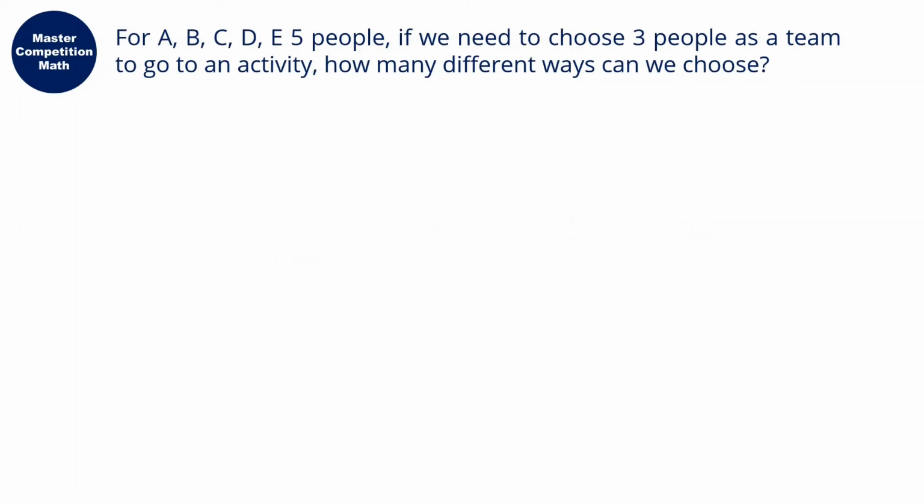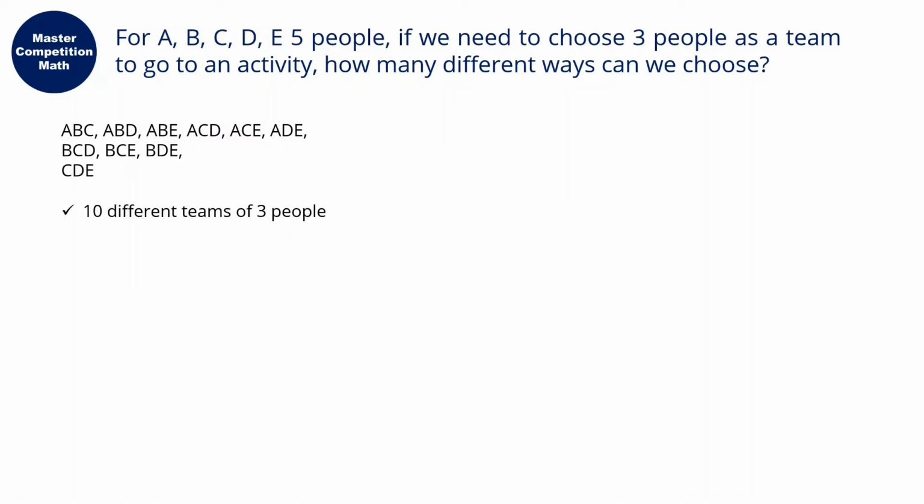Let me demonstrate this with a simple example. We have A, B, C, D, E, 5 people. If we need to choose 3 people as a team to go to an activity, how many different ways can we choose? Of course, we can list all the different ways systematically. If we start with A, we have ABC, ABD, ABE, and then ACD, ACE, ADE. And if we start with B, we have BCD, BCE, BDE, and lastly CDE. So in total, we have 10 different teams of 3 people.